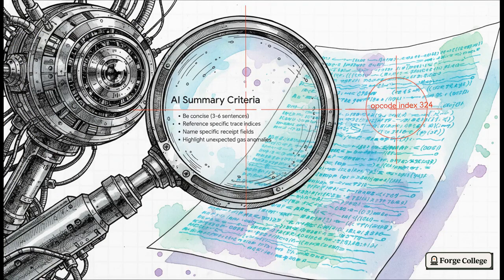For the AI output to be considered valid evidence, it can't just guess. It must explicitly point to exact opcode indices and receipt fields. It has to be concise, ideally just 3 to 6 sentences. If it spots unexpected gas usage or missing logs, it can't just say, something is wrong. It has to say, there is an anomaly at opcode index 324. We need hard, actionable coordinates for our review. Think of yourself as the lead scientist here. You demand precision from your team, and your AI assistant is absolutely no exception.